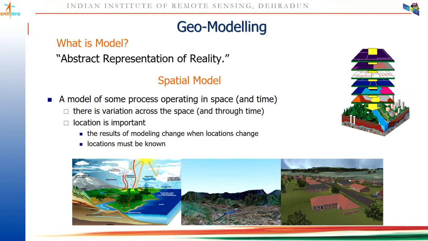A model is an abstract representation of reality. In the case of spatial data, a spatial model is a model of some process operating in space and time. If you are defining a process, how the process will run or operate in space and time, there is a variation across space and through time, and location is very, very important. The result of modeling changes when the location changes. Location must be known here.